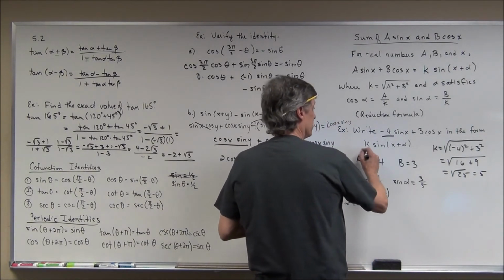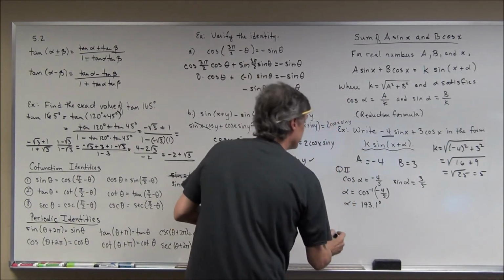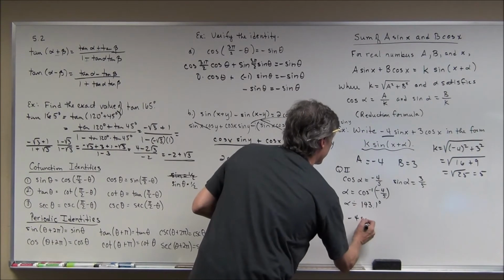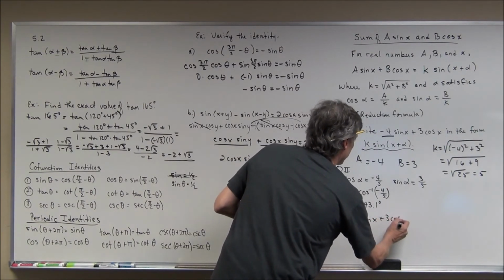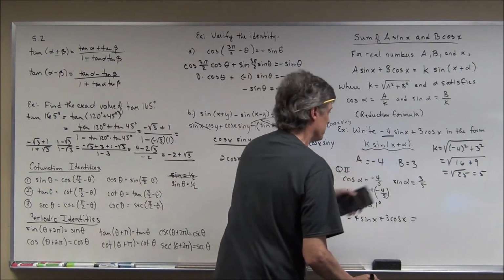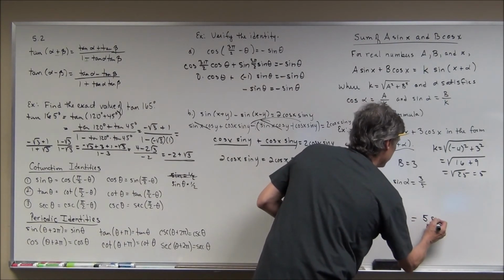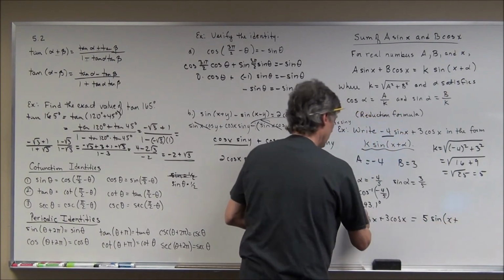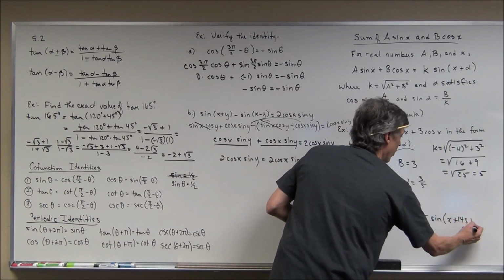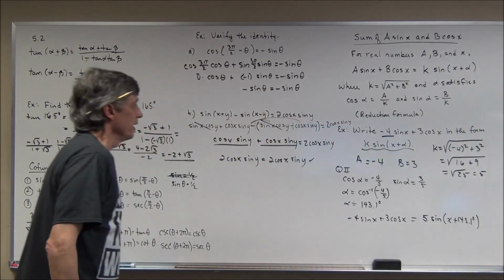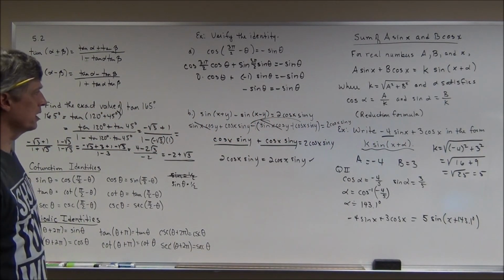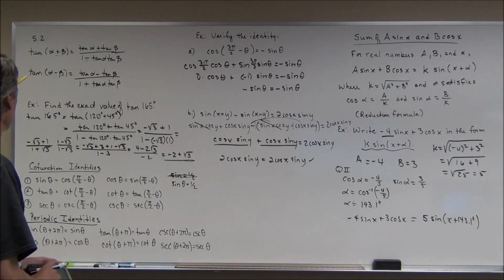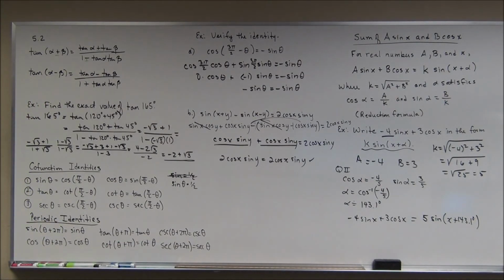So I want to write it into this form. That means that negative 4 sine x plus 3 cosine x is equal to k, which is 5, times the sine of x plus 143.1 degrees. And that would be the answer to that. So hopefully you get a chance to try at least one of them in your practice and such. And that finishes up most of what you'll probably come across involving the sums and difference identities for sine, cosine, and for tangent.